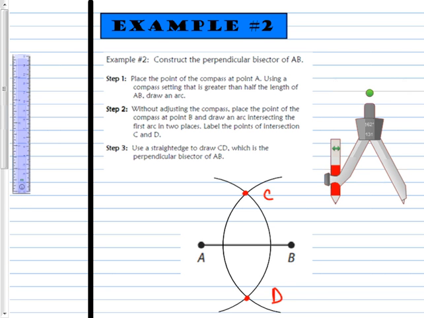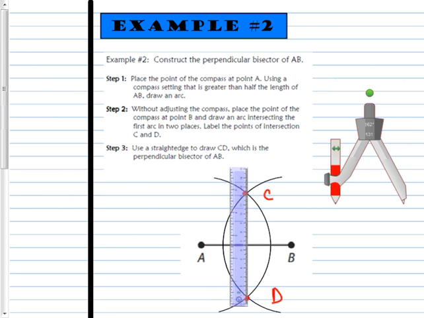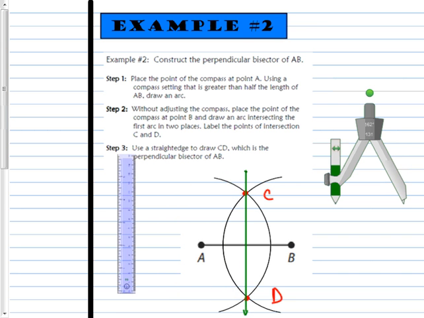Okay? Now that we've labeled it C and D, we're going to use a straight edge to draw CD, which is the perpendicular bisector of AB. So I'm using my ruler, and I'll put my endpoints. There is the perpendicular bisector. So CD is the perpendicular bisector of AB.